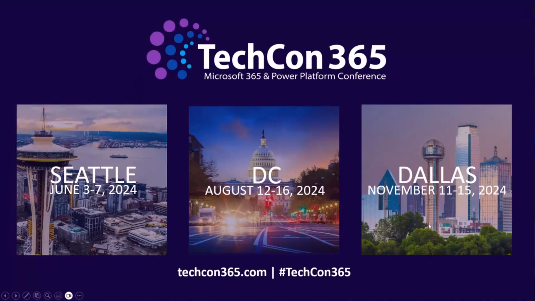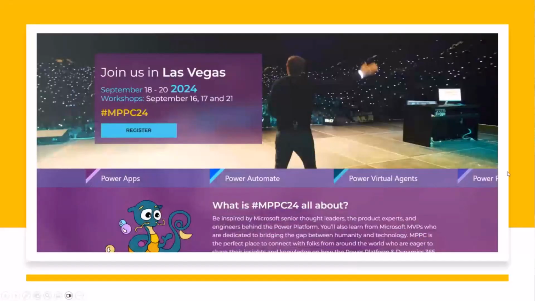The tech conferences are also available as well. They usually come around summer, fall, and winter here in the States, in North America. The Seattle one is in June. I'll be there. The DC one, where I live, I'll be there. And the Dallas one, I'm not sure if I'm going to be there, but I encourage all of you to make sure that you're there if you're available. This is usually a great conference with lots of content.